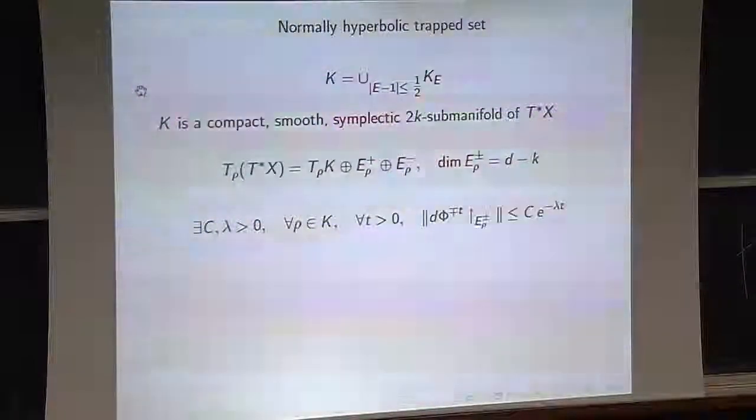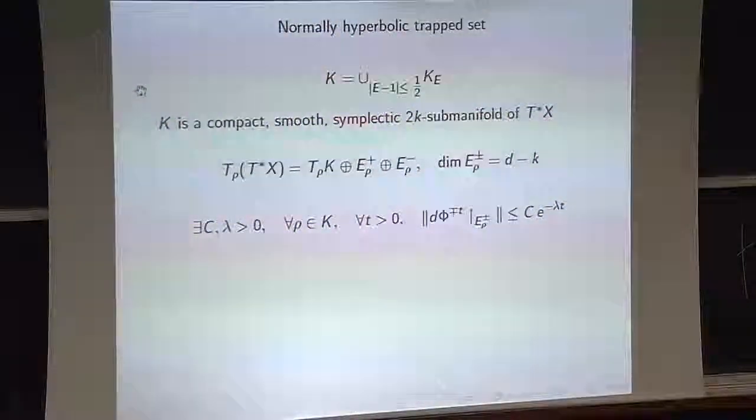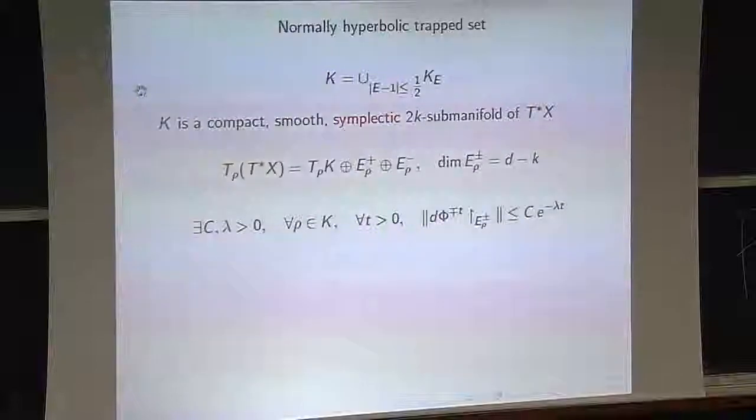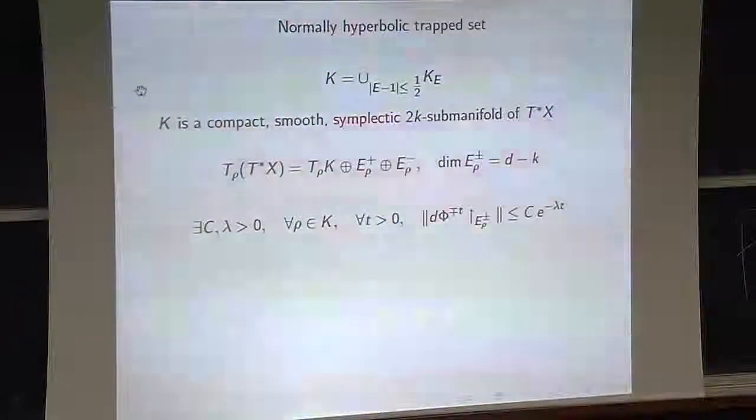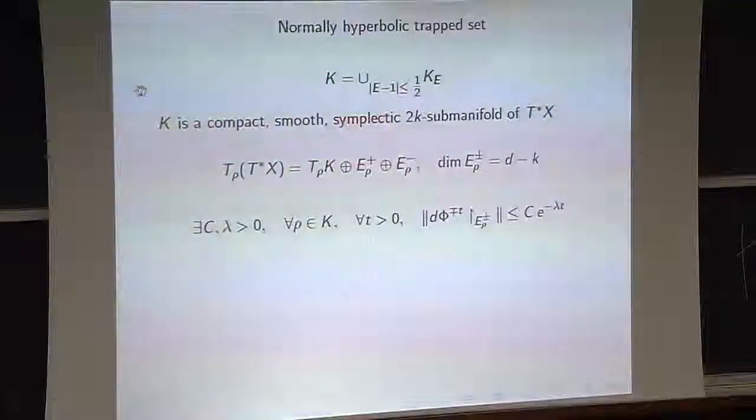Normally hyperbolic means that you have something which is smooth. The flow here can be complicated and you don't know what it is, but in the transversal directions, it is either expanding or contracting. So, of course, in the case of, say, Kerr de Sitter black holes, these are very nice examples of completely integrable, normally hyperbolic trapped sets, because the flow is completely integrable. For instance, in the case of Schwarzschild black holes, it's just the geodesic flow on the sphere.